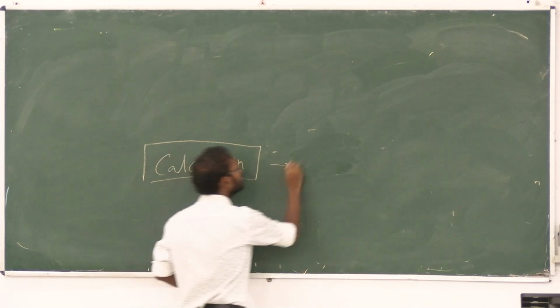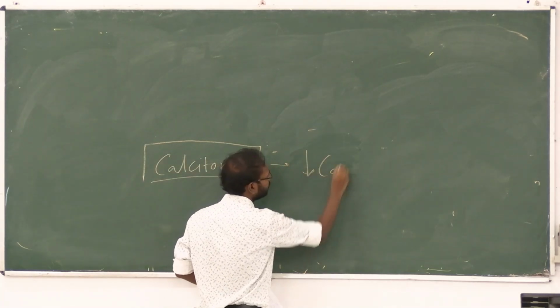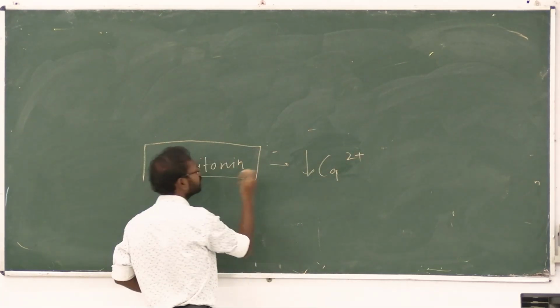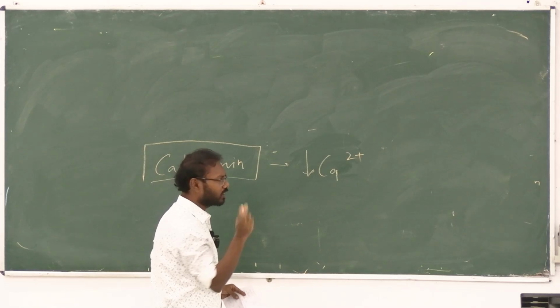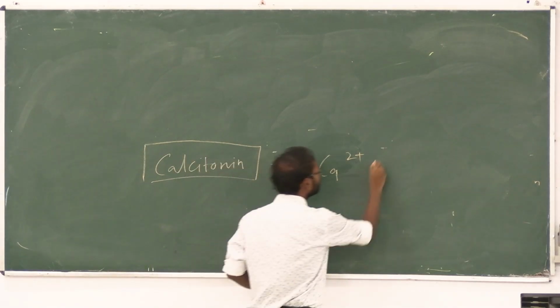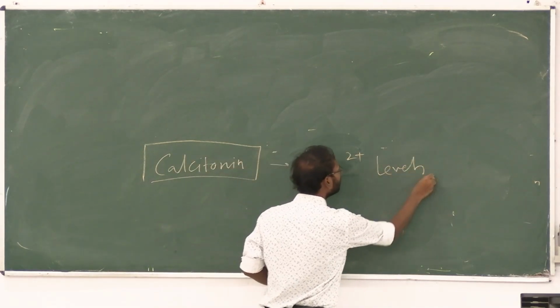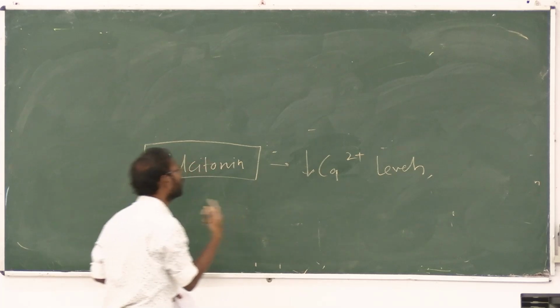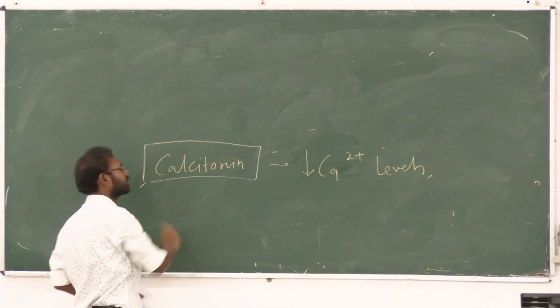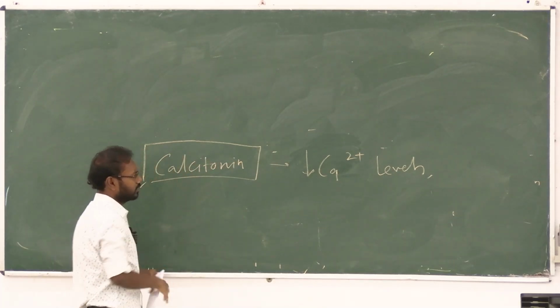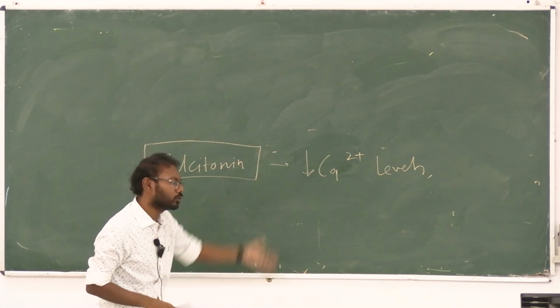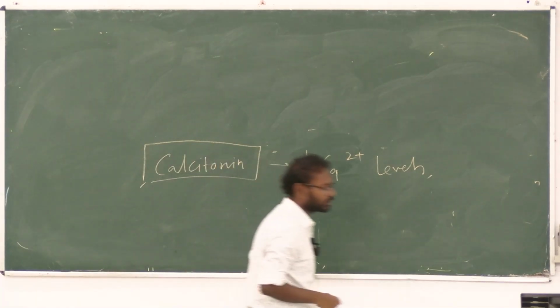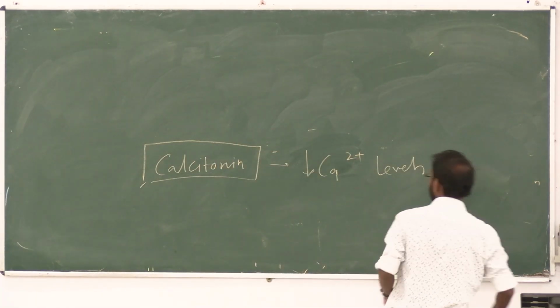To decrease calcium level. Okay, main function. Calcitonin is decreasing calcium level. Phosphatonin is decreasing phosphate level. So main function you all know. Now we will see how this calcitonin is synthesized and how does it decrease calcium levels in those three organs, or how is it responsible for decreased calcium level in our body.